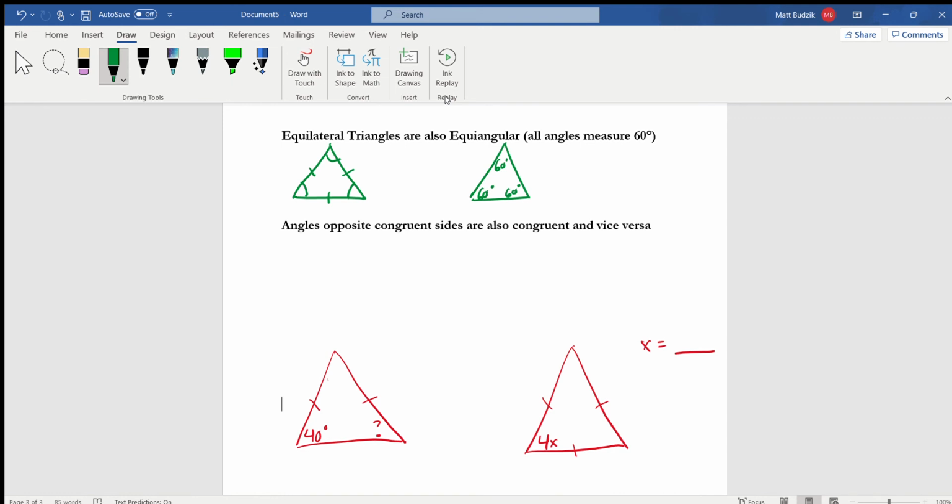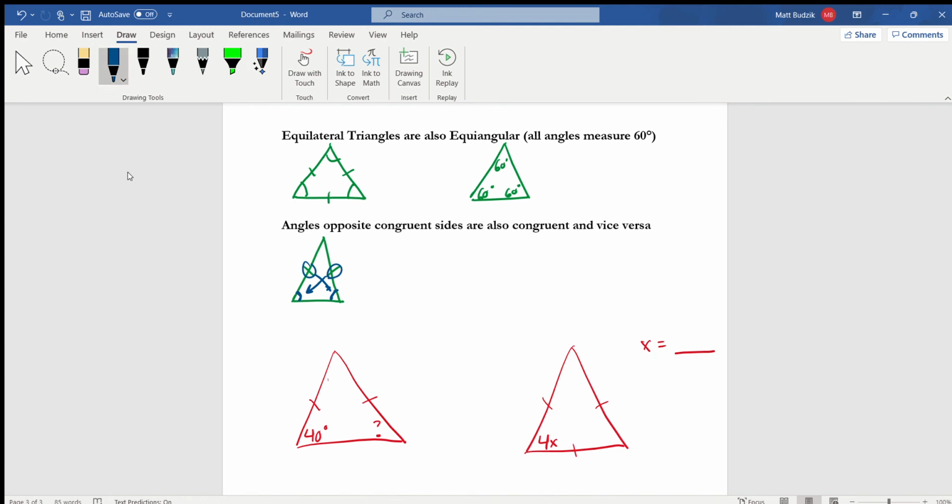Okay? And then when we work with our isosceles triangles, we know that angles opposite the congruent sides are also congruent and vice versa. So let's say I have this triangle, and I know that these sides are congruent. What we know then is, since these sides are congruent, we know that the angles opposite them are also congruent. So that angle and that angle are congruent. So we have that.